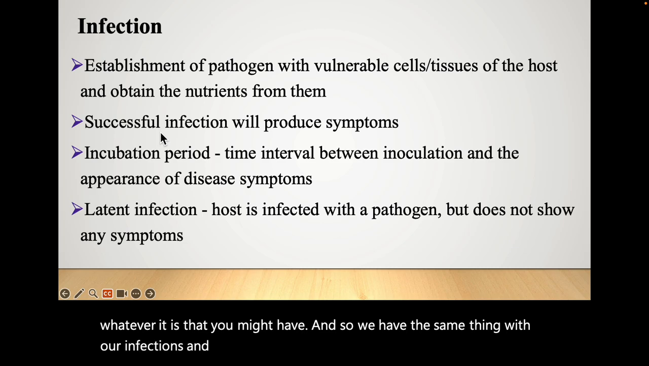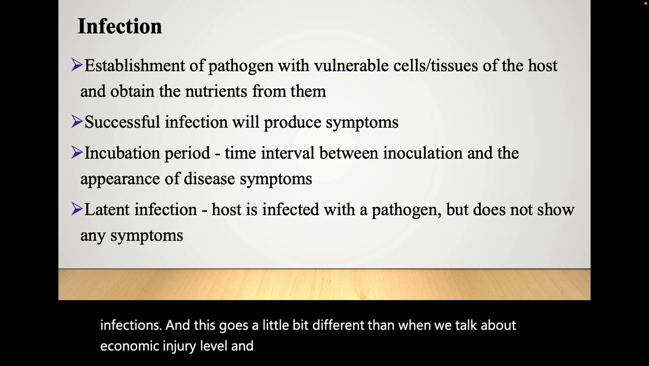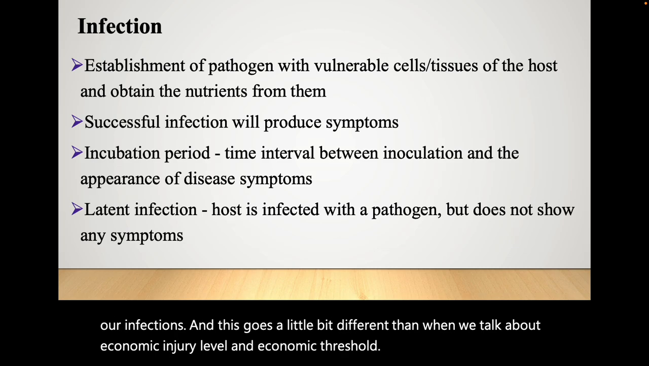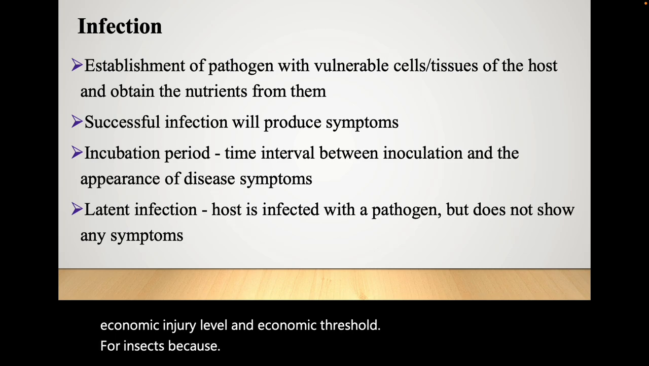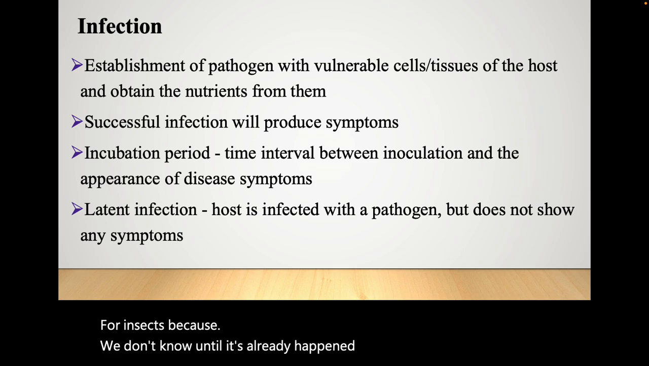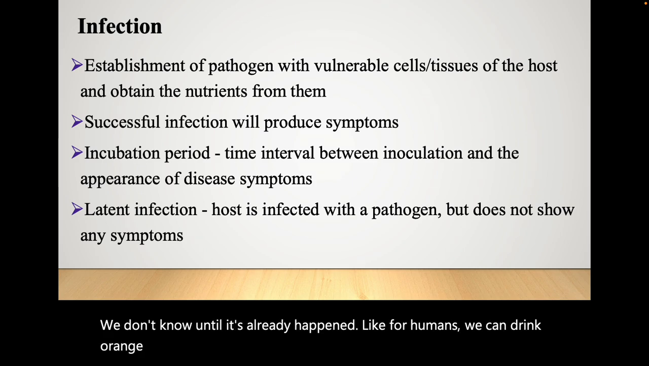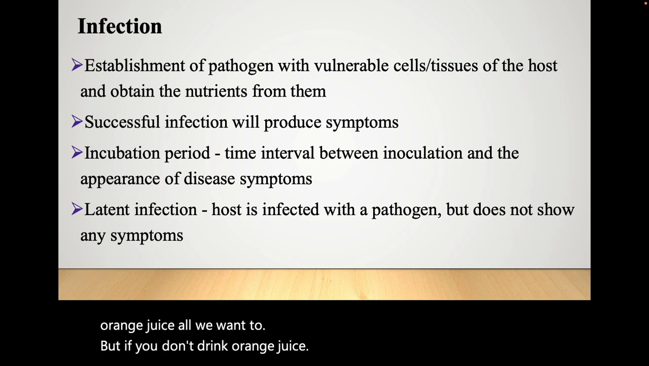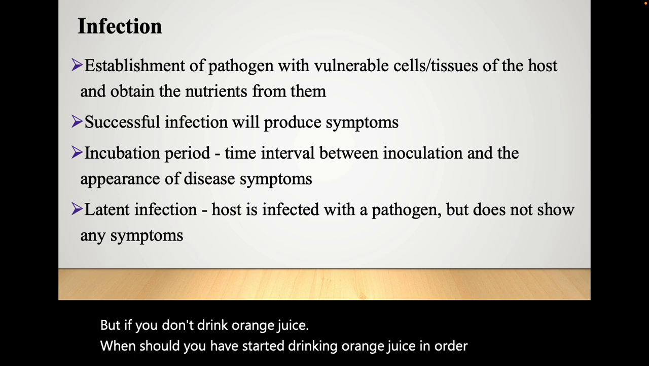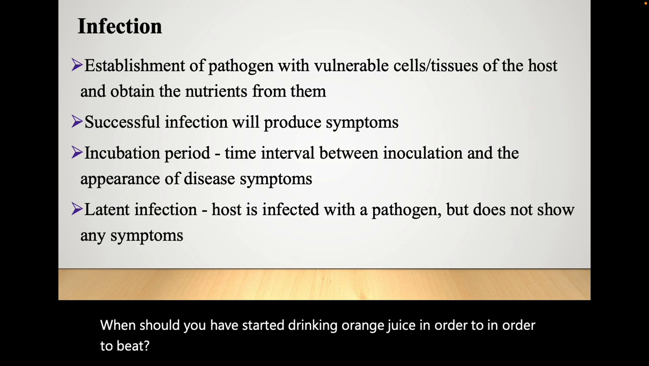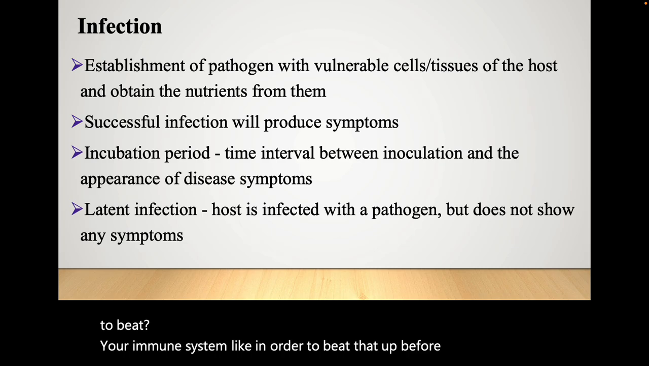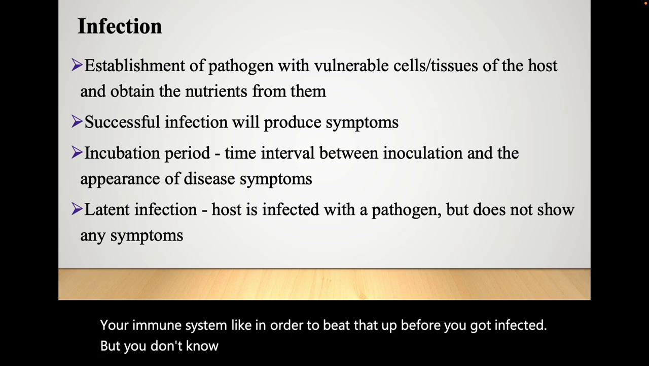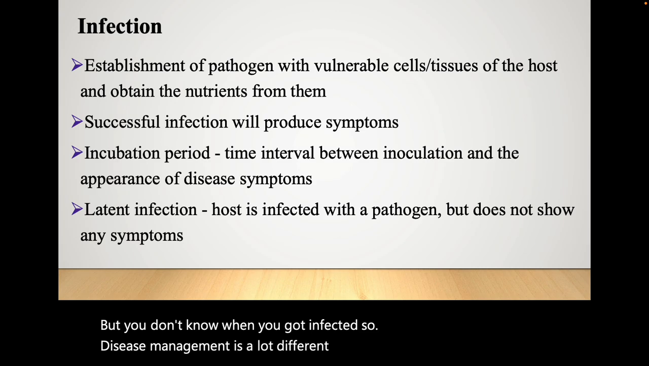And this goes a little bit different than when we talk about economic entry level and economic threshold for insects, because we don't know until it's already happened. Like for humans, we can drink orange juice all we want to. But if you don't drink orange juice, when should you have started drinking orange juice in order to beat your immune system, like in order to beat that up before you got infected? But you don't know when you got infected. So disease management is a lot different from insect management.